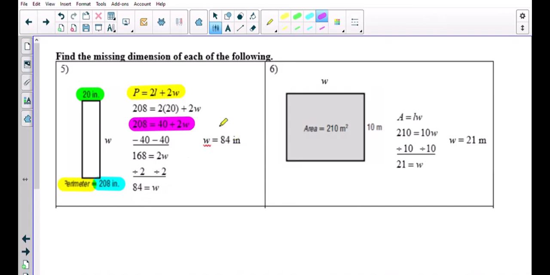And our label is just inches in this case since it's a dimension. In number 6, we're talking about a rectangle again.